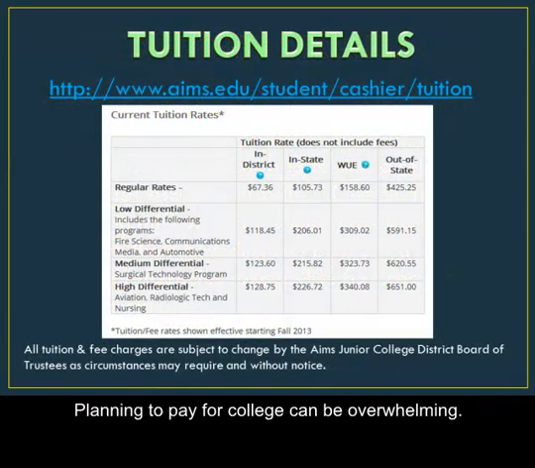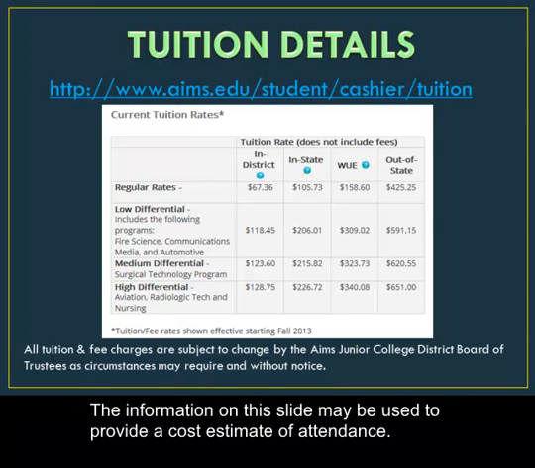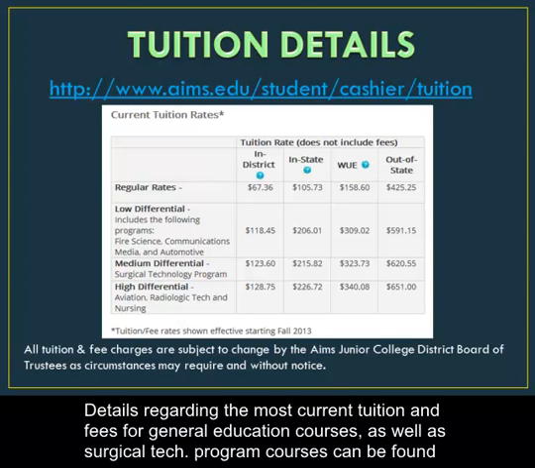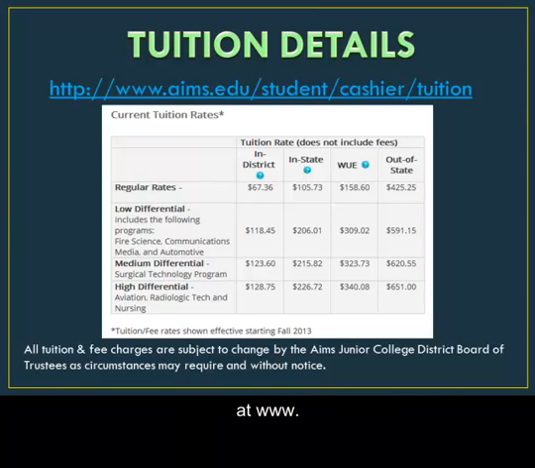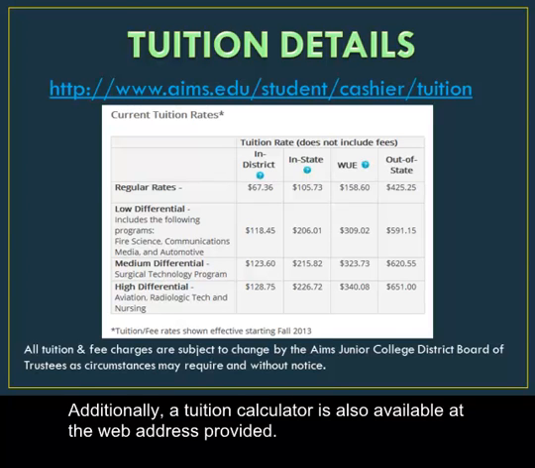Planning to pay for college can be overwhelming. The information on this slide may be used to provide a cost estimate of attendance. Details regarding the most current tuition and fees for general education courses, as well as surgical technology program courses, can be found at www.ames.edu/student/cashier/tuition. Additionally, a tuition calculator is also available at the web address provided.